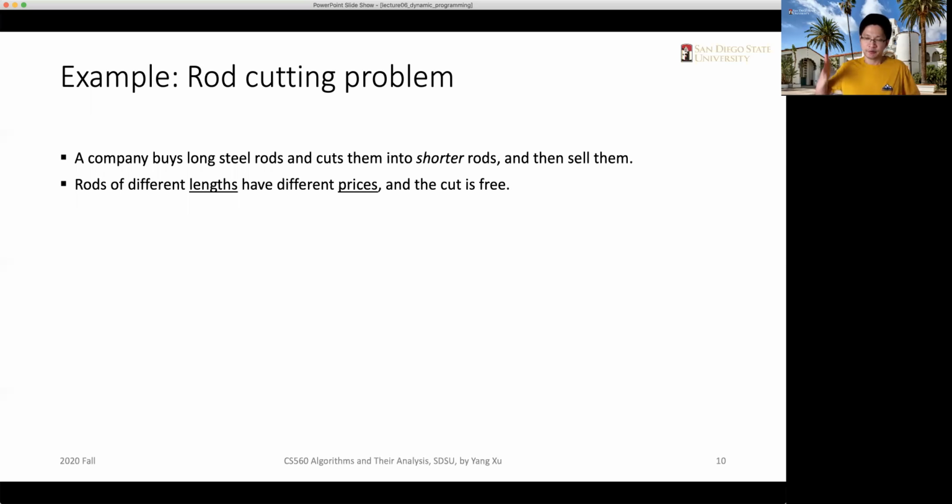And the cut is free, okay? We don't count the cost of each cut operation. That will make things more complicated, okay? So the goal is simple, is to maximize the revenue, okay? We want to find the best way to cut so that the total profits, the total money we make by selling all these shorter segments or shorter cuts will be maximized.